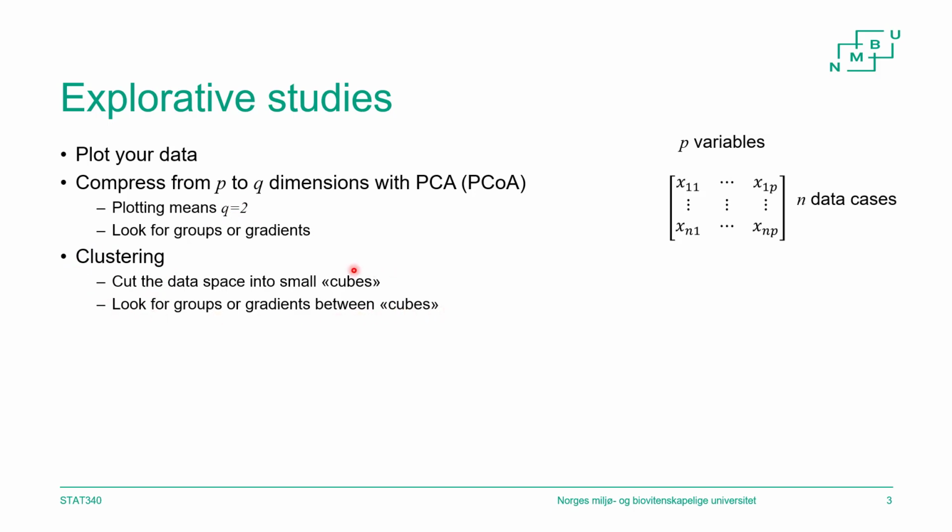Cluster the data into different regions, you could say. So each cluster becomes sort of a cube or a region in this space of data. And then you can start to investigate what is the difference between these cubes or regions, right? And again, look for groups or gradients. And the advantage here is, of course, you did no compression, right? So this is the original data space you are investigating.